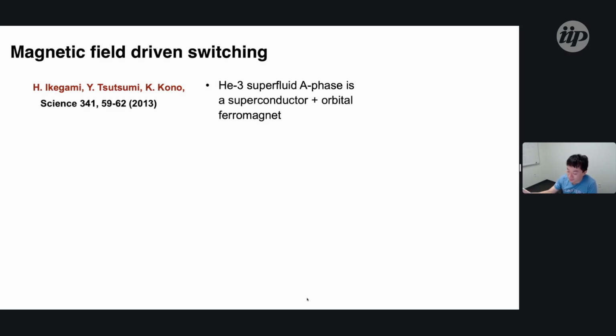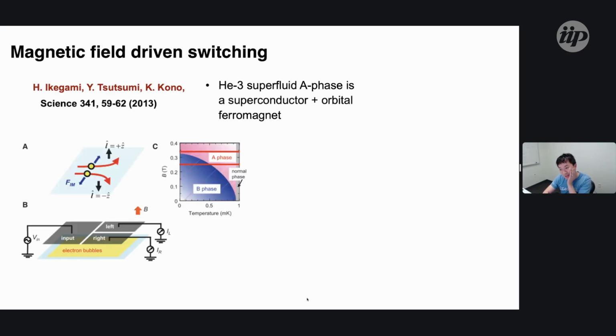We now know that because of the non-zero orbital angular momentum of the Cooper pair, the helium-3 superfluid A phase is a superfluid plus an orbital ferromagnet, right? That means that it's switchable. You can control it with the external magnetic field. So people designed this experiment. They have a sheet of pseudo-2D confinement for the helium-3 A phase so that the orbital angular momentum is pointing out of plane, either pointing up or down. And so you can use a magnetic field to train this orbital angular momentum.